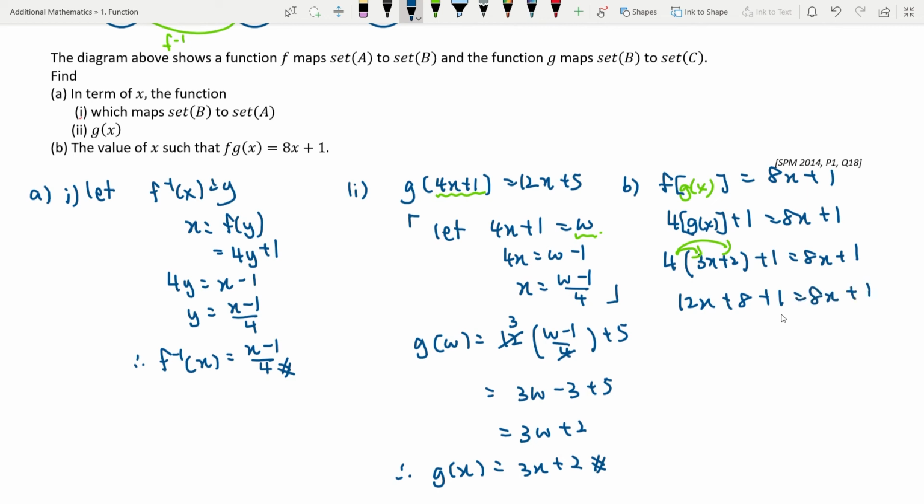Here we need to solve for the value x. 12x minus 8x is equal to 1 minus 9. 4x equal to negative 8. x equal to negative 8 divided by 4. x is equal to negative 2.